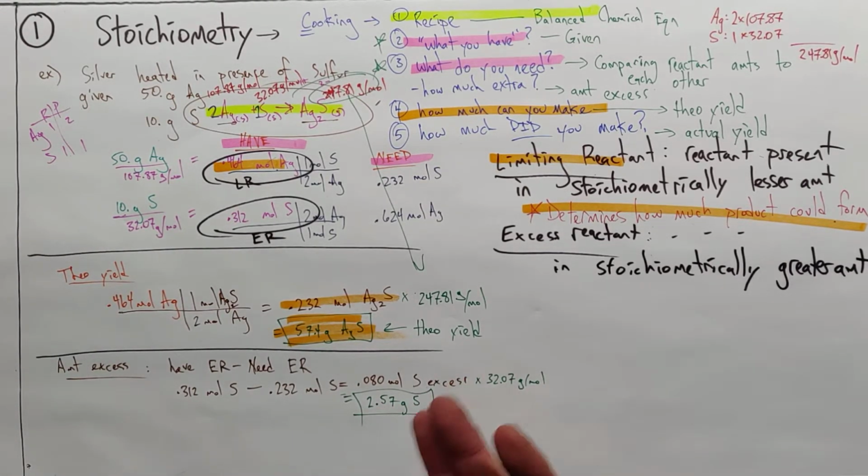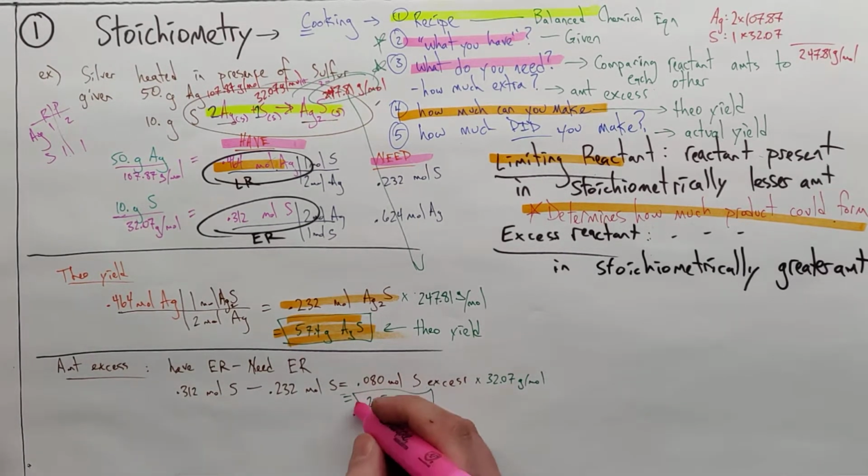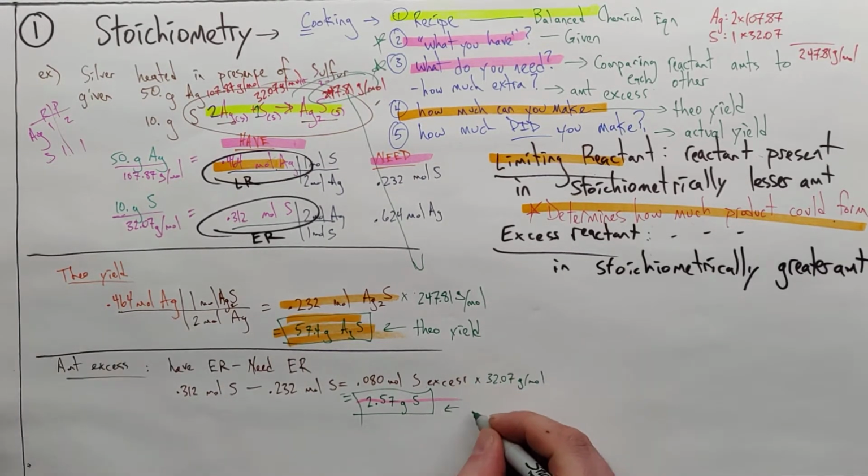So this here is our amount excess. I think it's very, very common for people to skip that step, but you're going to see why it's super useful, and I'll mention why it's doubly useful for me in a minute. This is our amount excess.